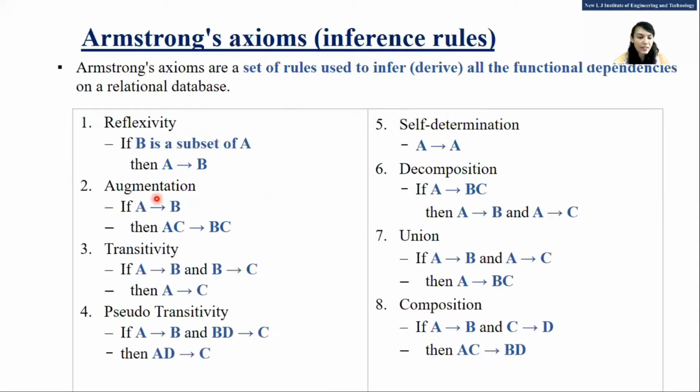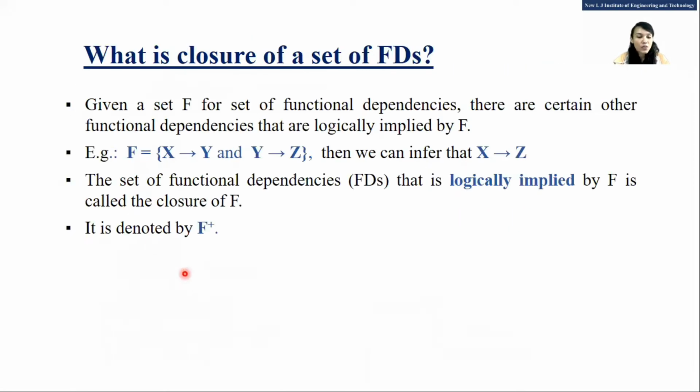We can see here in this rule, we have the transitivity rule, A determines B and B determines C. So using this, we can determine A determines C. Same here, we have X determines Y determines Z. So using this, we can say that X determines Z.